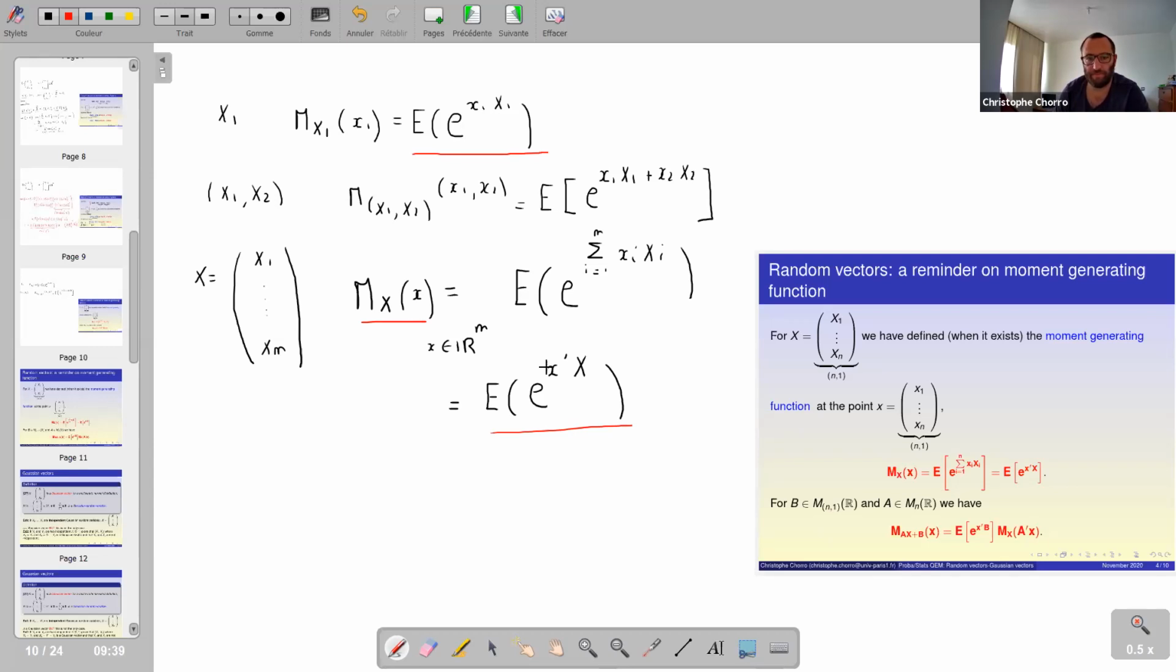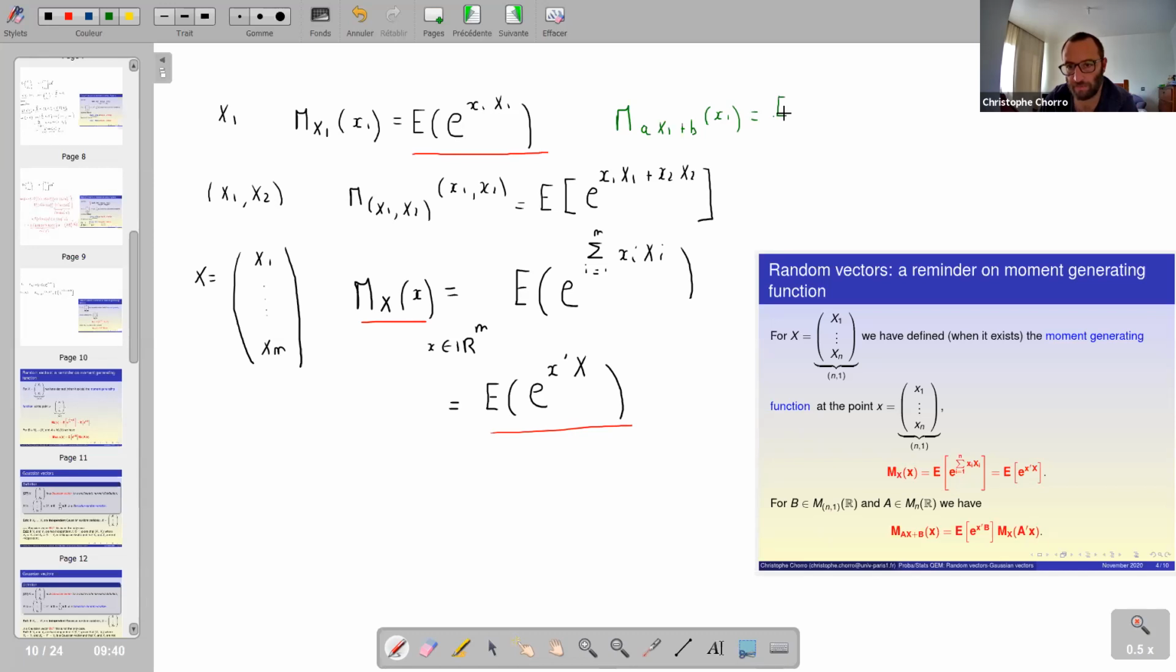We have seen in this case that if I want to compute, it's a property we have seen together, of the moment generating function of a x1 plus b at the point, let's say x1 here, I can express it basically as the following. So let's do the computation.